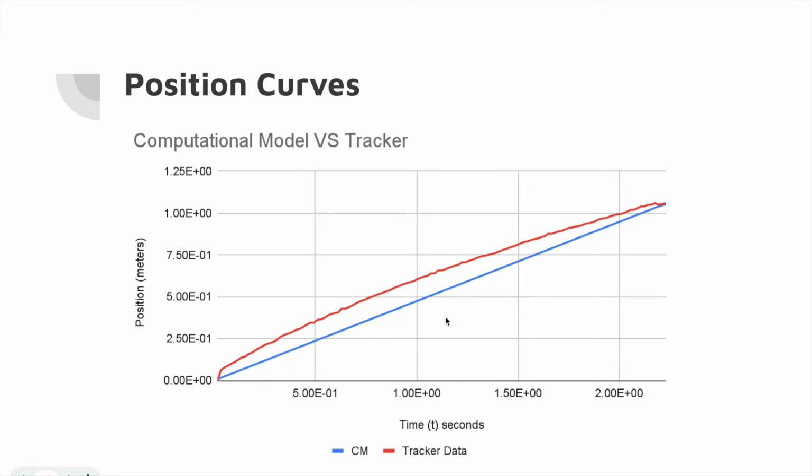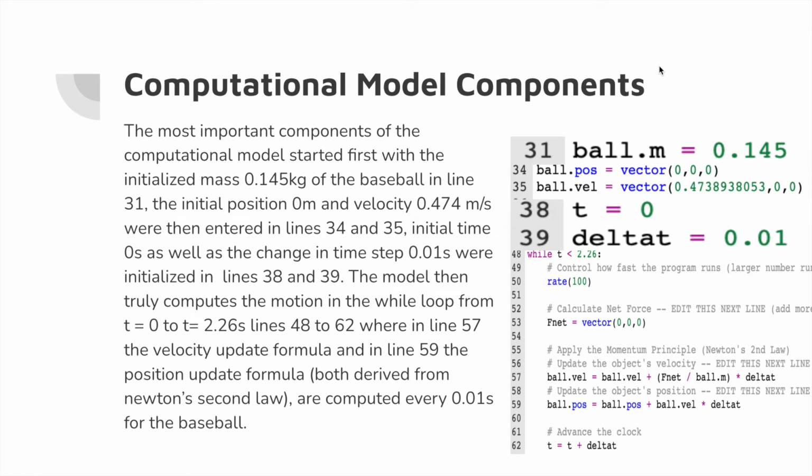These were the position curves plotted over time in meters and seconds for both the computational model in GlowScript as well as our Tracker data. Computational model components. The most important components of the computational model started first with the initialized mass 0.145 kilograms of the baseball in line 31. The initial position 0 meters and velocity 0.474 meters per second were then entered in lines 34 and 35.